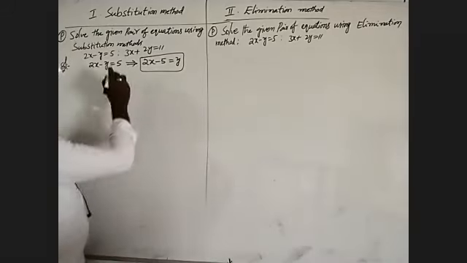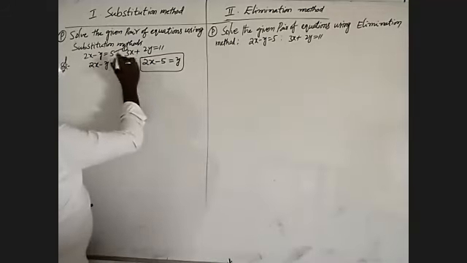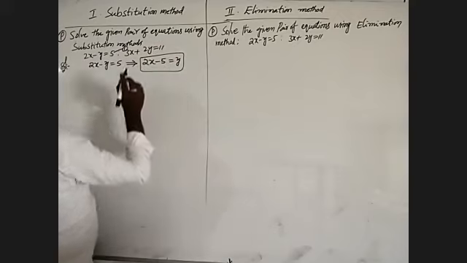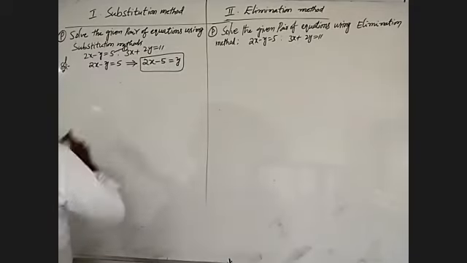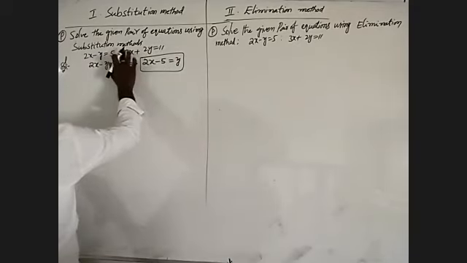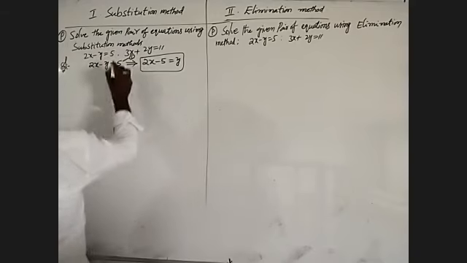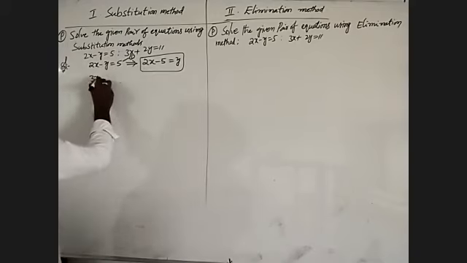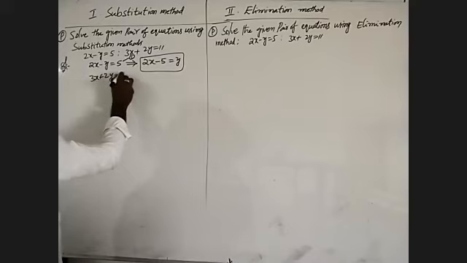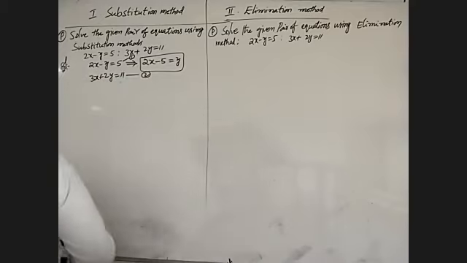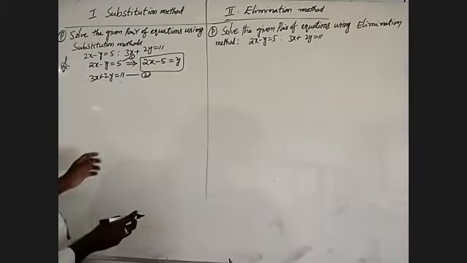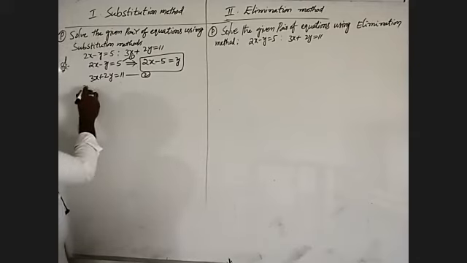This is equation number 1. After that I have to write the second one: 3x plus 2y equals 11. This is equation number 2. We will observe in this one: y is equal to 2x minus 5.